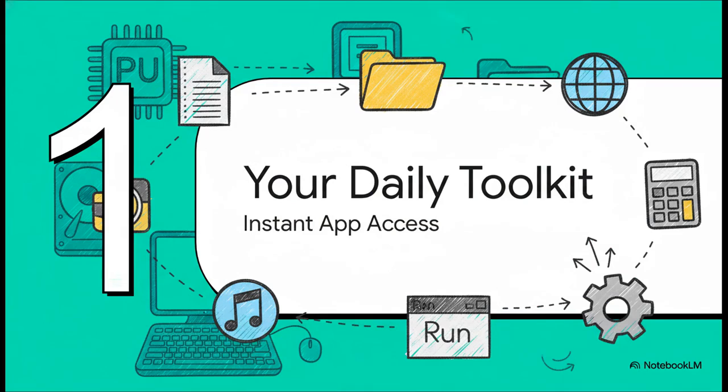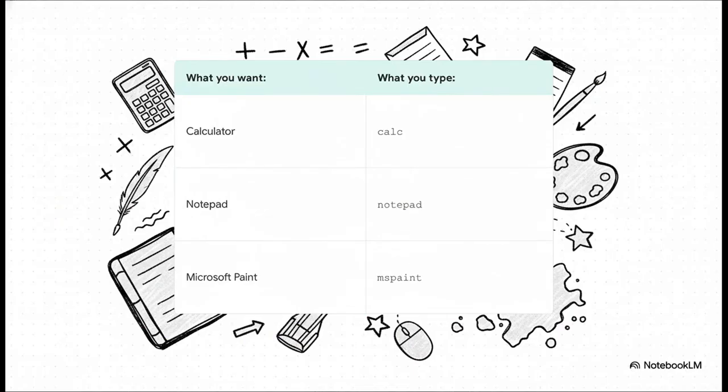Okay, so where do we even begin with this? Let's start with the basics, the tools and apps you probably use all the time. Think of these commands as your first words in a new language, the language of your PC. Let's run through a few. You can even try these out. Need to do some quick math? Windows key plus R, type calc, hit Enter. Boom, there's your calculator. Need to jot down a quick note? Notepad. Feel like a quick doodle? MS Paint. See how simple and easy to remember these are? It's so much faster than scanning your desktop for the right icon.